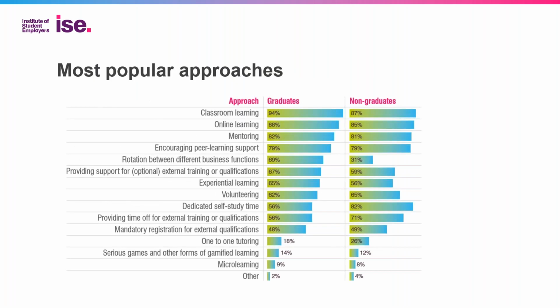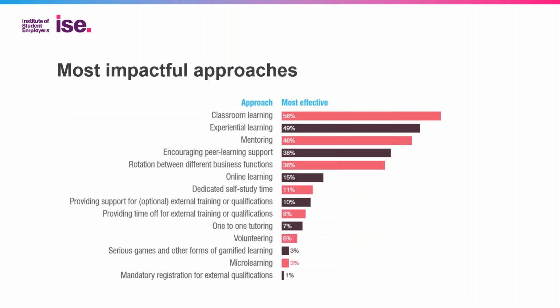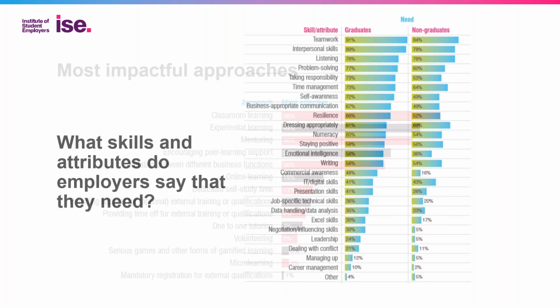What are they doing in those programs? Well, we've got a range of different approaches that people are using: classroom learning, online learning, and so on. So we've got some common approaches that are being deployed, quite similar between graduates and non-graduates. But what's perhaps more interesting is what employers think is most effective. And so we've got areas like classroom learning, experiential learning, mentoring, and so on as being seen as some of the most effective ways to train your staff.